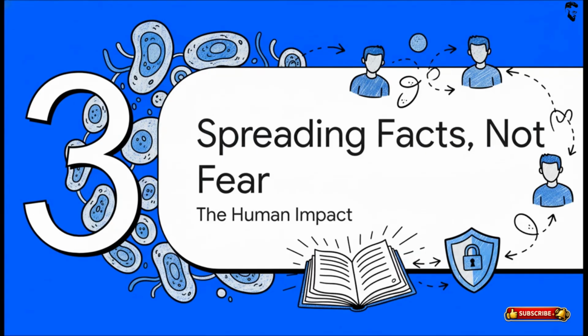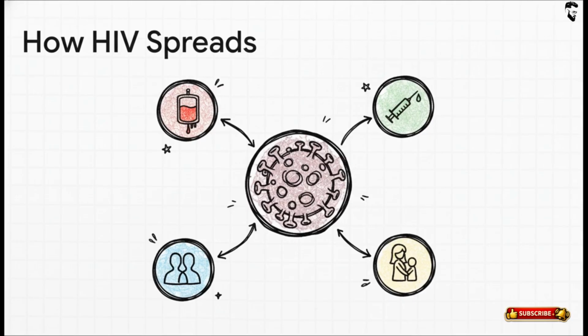Okay, so knowing the biology is absolutely crucial, but it's just as important to understand how HIV actually moves from person to person. So let's shift gears a bit, because this is where knowledge is power, where it really turns into prevention. So the virus only spreads through very specific body fluids. The main ways it's transmitted are through sexual contact, getting a transfusion of contaminated blood, sharing infected needles, especially among drug users, and it can be passed from an infected mother to her child.